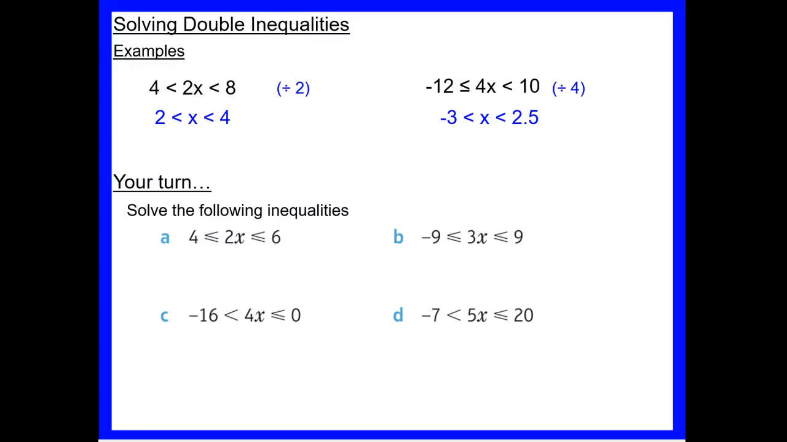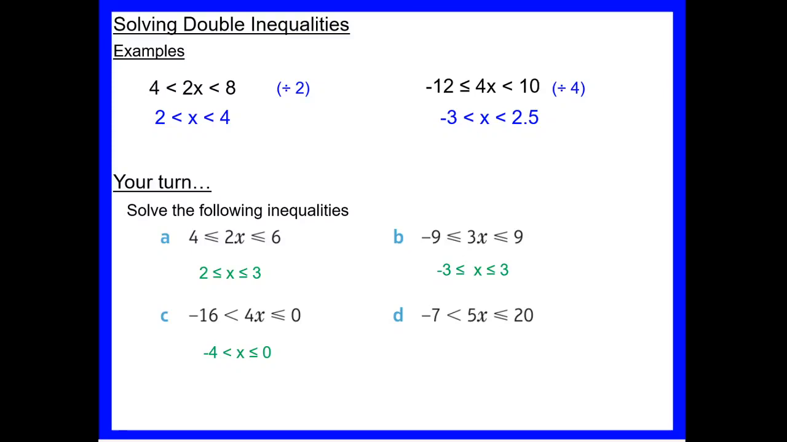Okay, let's have a look then. So the first one, we needed to divide everything by 2. We end up with 2 is less than or equal to x, which is less than or equal to 3. For B, to get x on its own, we've got to divide everything by 3. So we get minus 3 is less than or equal to x, which is less than or equal to 3. So remember, we're just keeping the same inequalities we've had in the question. For the next one then, we're going to divide everything by 4. So minus 16 divided by 4 is minus 4. 4x divided by 4 is x. And remember, we can't divide 0, so 0 divided by 4 is still 0. If I have nothing and try to split it into 4 equal pieces, I would still have nothing. So just be careful with that 0.